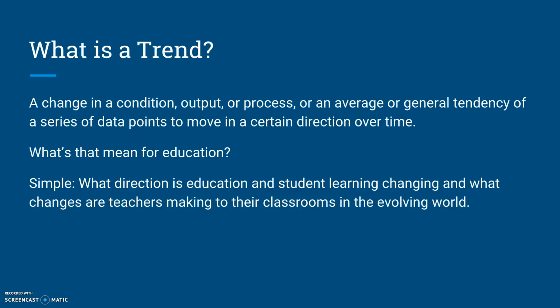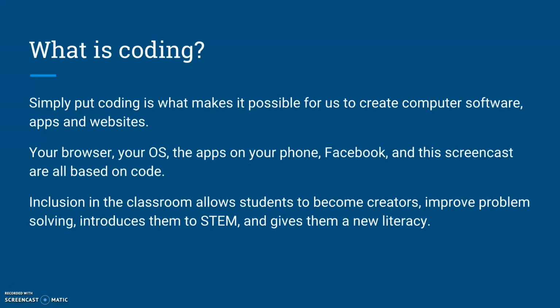Now, first off, let's start by defining a trend. As you can see, I've included just your typical definition of a trend that you would find if you looked it up in any website or dictionary. And the key with a trend is that it is a change in the condition or output of a process. Those are the words that really stand out to me, because when we think about it in terms of education, it is thinking about what direction education and student learning are going in. How is it changing? And what changes are teachers making in their classroom in this evolving and changing world that we're dealing with?